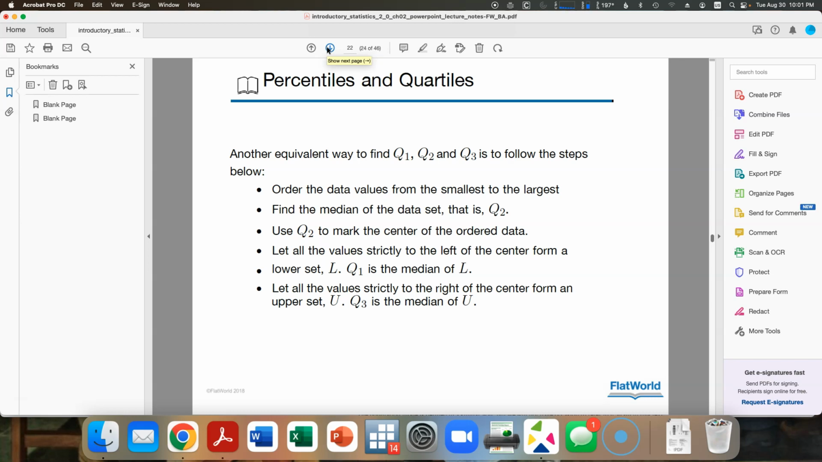But it really all starts with organizing the data from least value to highest value, finding the median, and then looking at where we are left of that center point, or basically less than that center point, and then where we are greater than that center point, or to the right of that center point. And then essentially within each of those 50th percentiles on either side of the median, you're basically finding the median again of each of those sides.